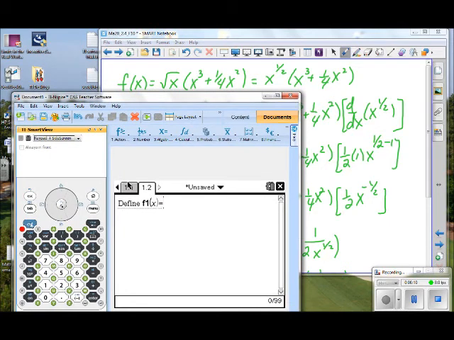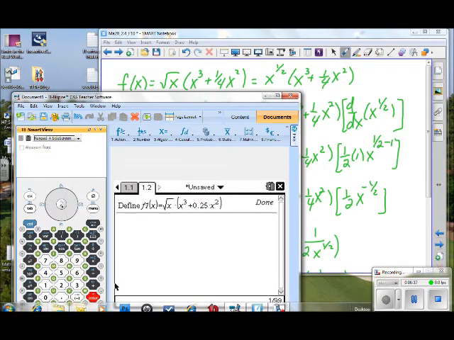It's going to be the square root of x, and I'm going to make sure I move outside the square root sign there, times the quantity x cubed plus, and I will make this 0.25 since 1/4 is the same as 25/100, x squared. And I'm just going to say enter.